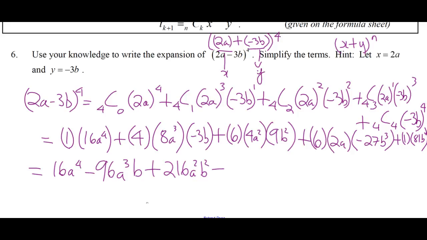Okay, next one. So I got 12 times 27, 324. So minus 324ab cubed, you might want to check these numbers, and then plus 81b to the 4th. Actually, I'll check the numbers with my key here, which I didn't look at before. No, that's wrong. It's 216 again.